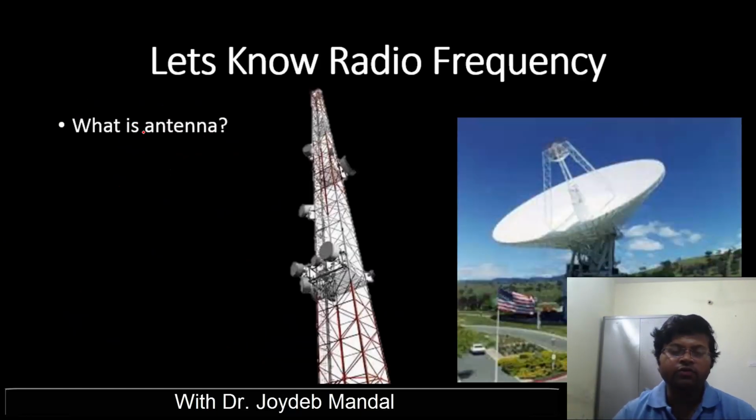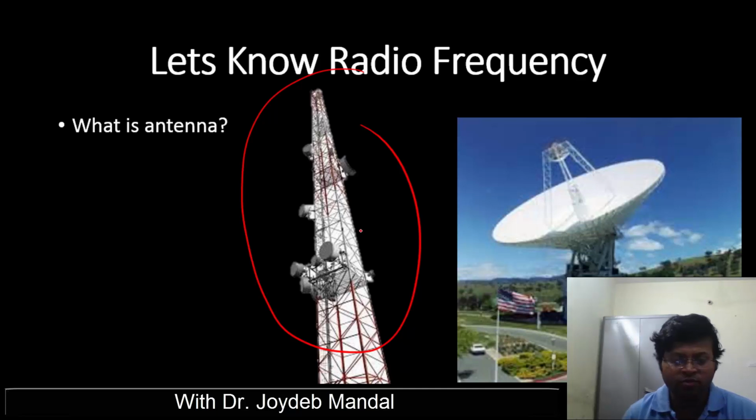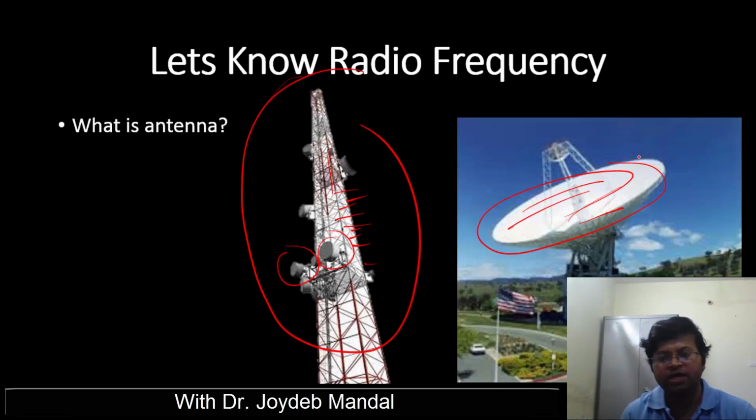Now I am going to another term, what is antenna. Usually we know the antenna as this base station antenna, the mobile tower we are very familiar with in this decade. Several kinds of antenna can be seen on a base station. This is another kind of antenna used at the earth station, a parabolic antenna.